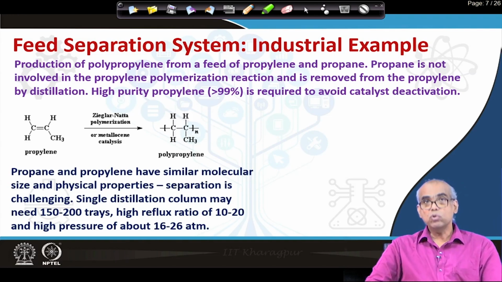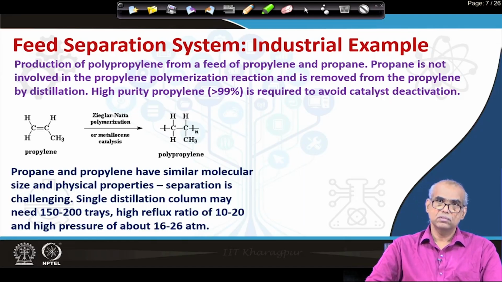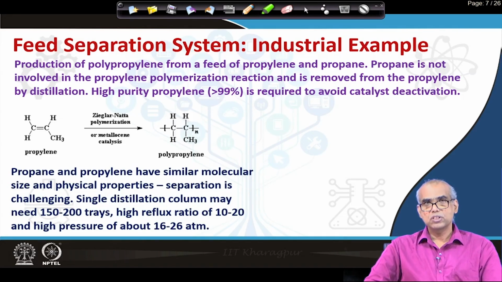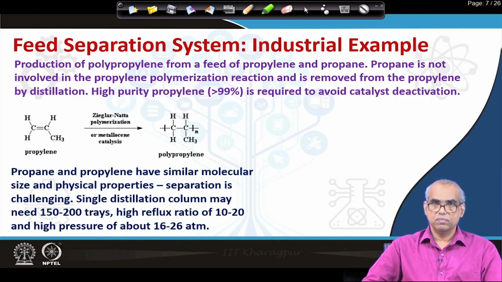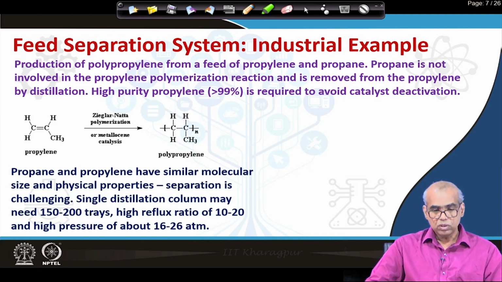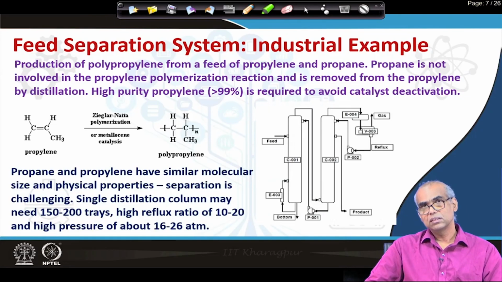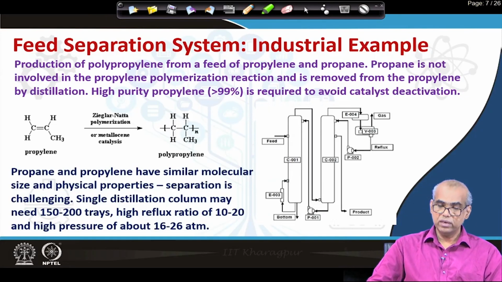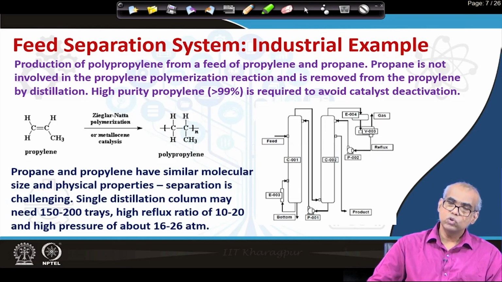Now, if I use a 400 feet or even 300 feet high distillation column, that may lead to structural instability. So, typically we should avoid, as far as possible, distillation columns with more than 100 trays, so that the structural instability associated with very tall towers is avoided. So, this particular distillation can be done, instead of a single unit, in 2 units.